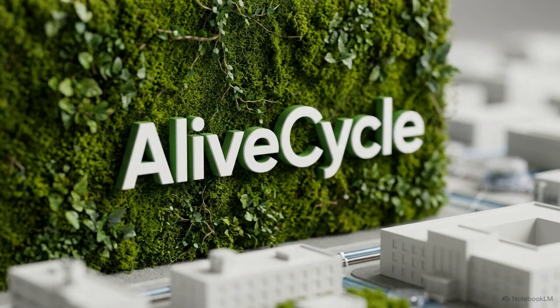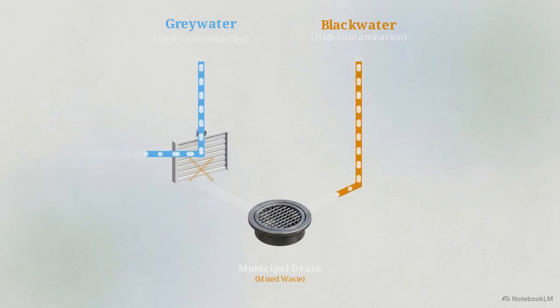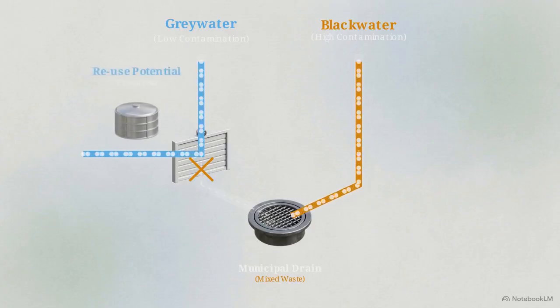AliveCycle is an environmental infrastructure service engineered to replace this linear model. The core mechanical logic relies on intercepting waste streams at their exact point of origin, stopping disparate materials before they have the chance to mix in a municipal drain.